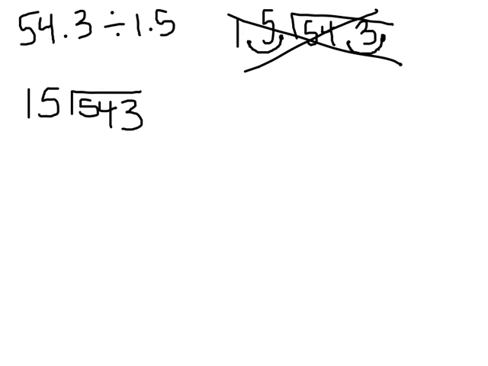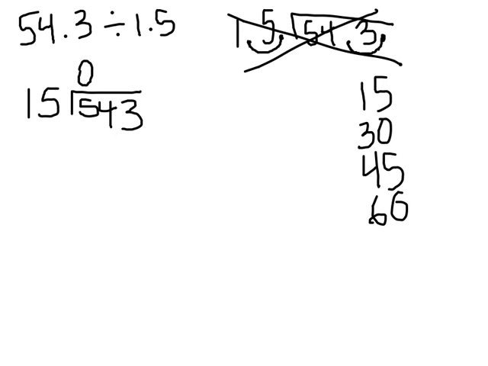Now I can ignore my original problem and this just becomes an easy long division problem. So I'm asking myself, how many times does 15 go into 5? The answer there is 0. How many times does 15 go into 54? I'm not sure off the top of my head, so I'm going to list my multiples. 15, 30, 45, 60. Alright, so I know it goes in 3 times. 15 times 3 is 45. And now I'm just going to subtract.